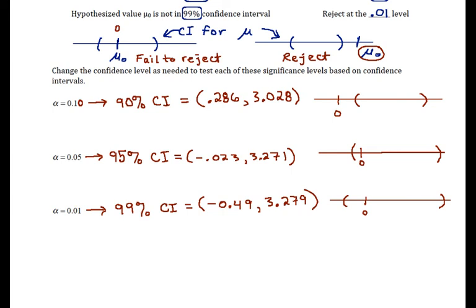So in this first case, we would say 0 is not a plausible value. At the alpha equals 0.1 level, we would reject the null hypothesis. In these second two, 0 is a plausible value. For both of these, we would fail to reject.